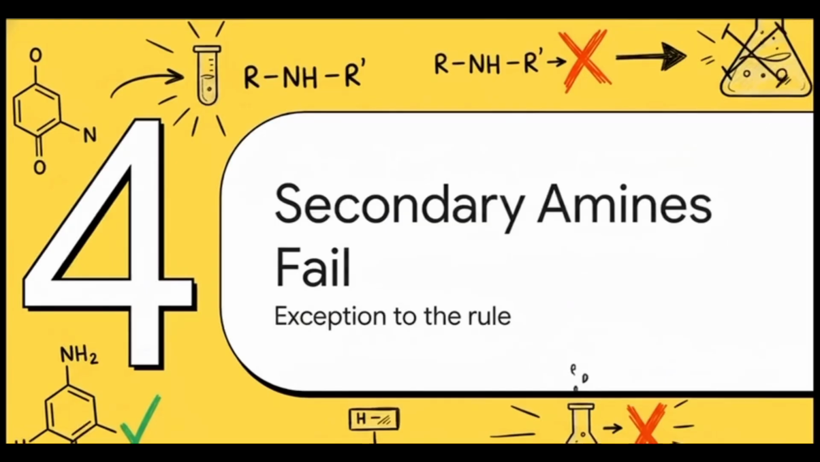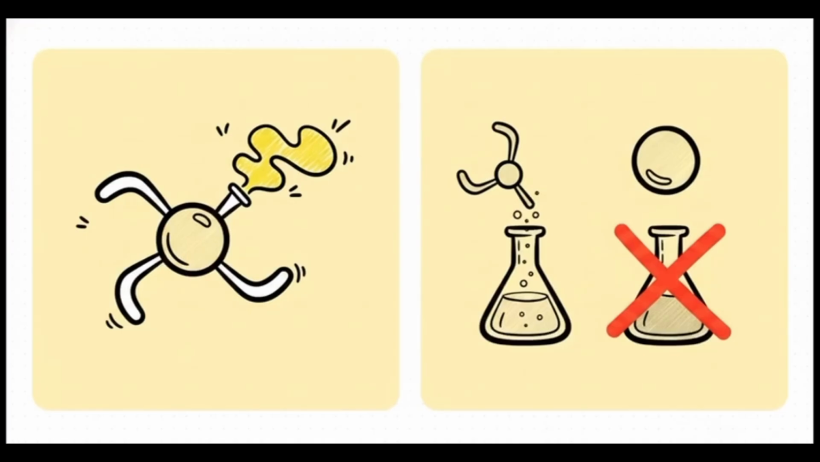Which brings us to Section 4, Why Secondary Amines Fail, the big exception to the rule. Here is a massive pro tip that you just absolutely must commit to memory. The carbylamine reaction is entirely specific to primary amines. Whether they're aliphatic or aromatic, like aniline, they give a positive test, forming that stable, foul-smelling isocyanide. But secondary and tertiary amines, they will always give a negative test.